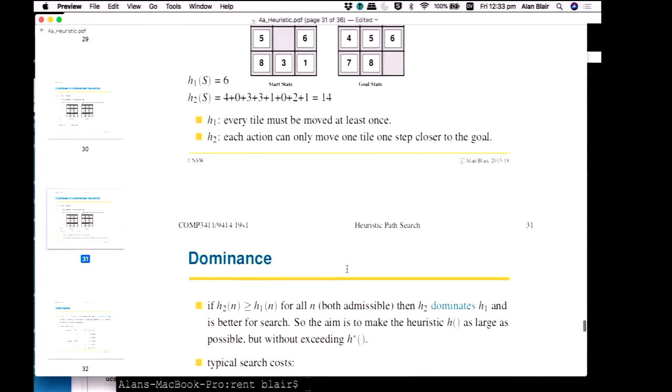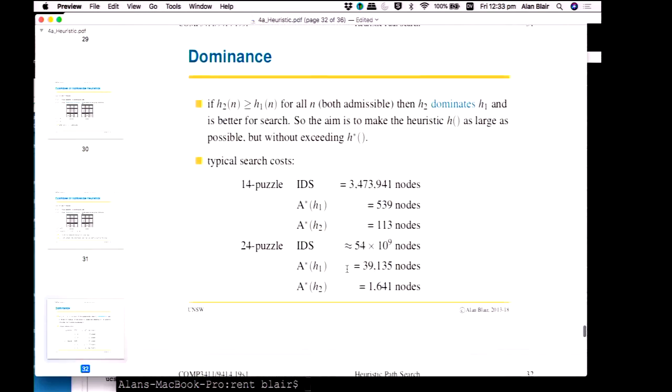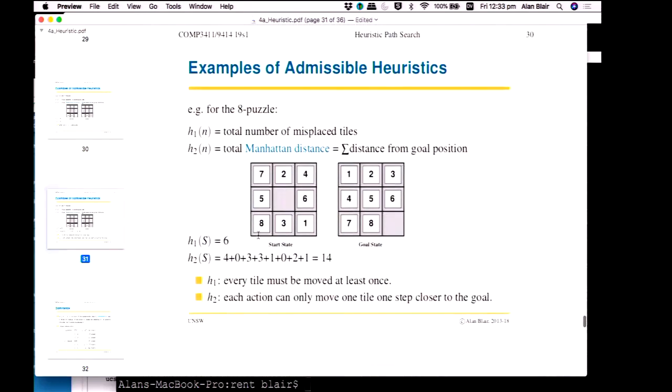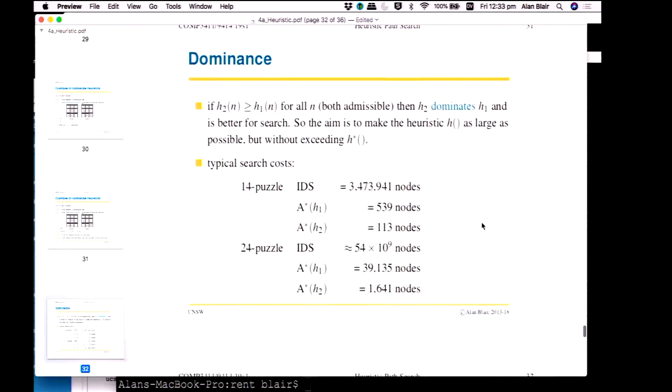Now, this heuristic is said to dominate that heuristic. For any state, this heuristic is bigger than that one. And in general terms, if one heuristic dominates another, then the one that dominates is better.